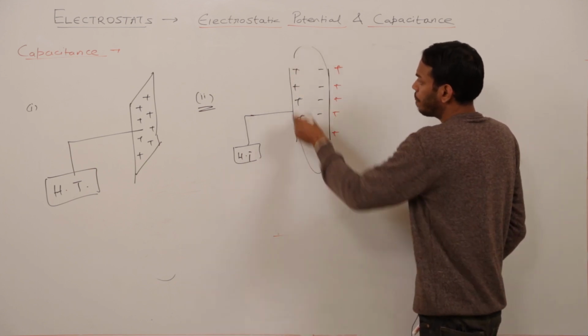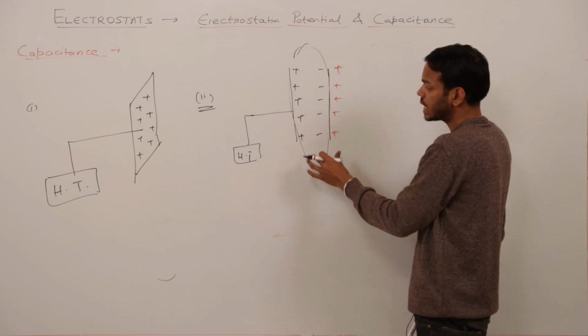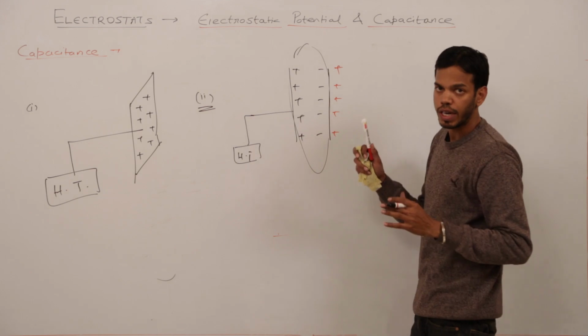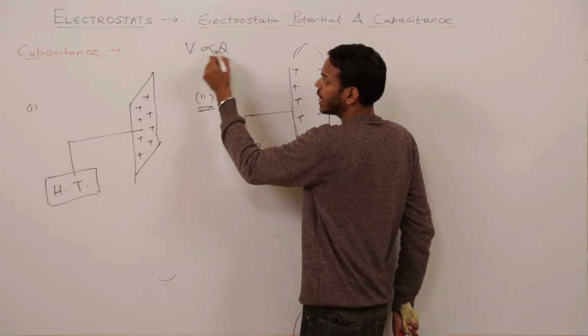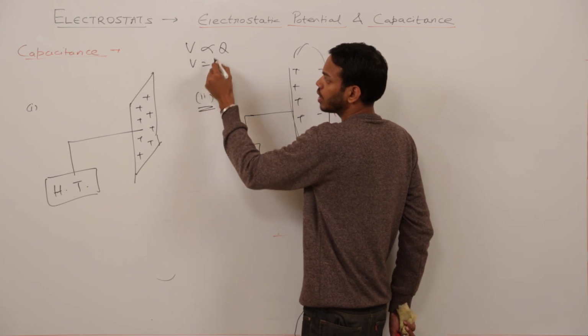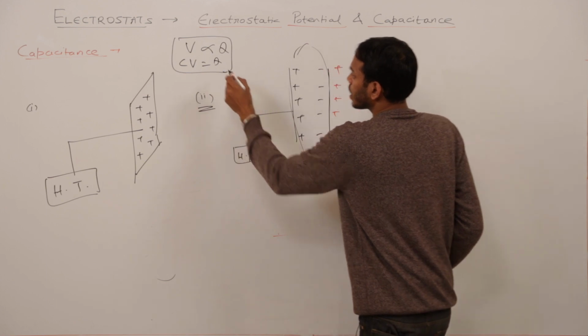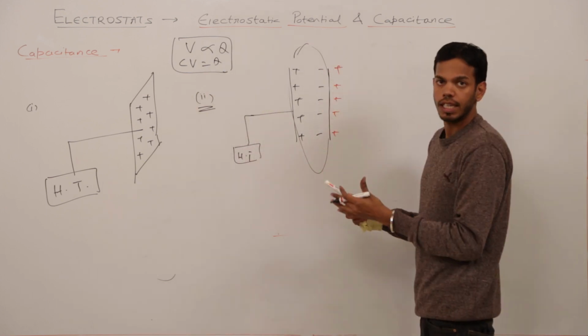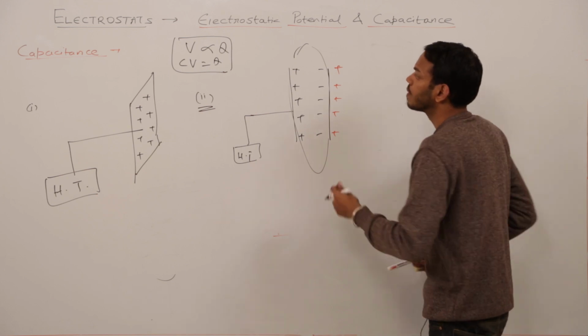Now, due to the presence of positive and negative both types of charges inside the system, the potential will decrease. V is directly proportional to Q, and that is how we derived the formula Q is equal to C into V, right? Potential has decreased, so its capacitance has increased.